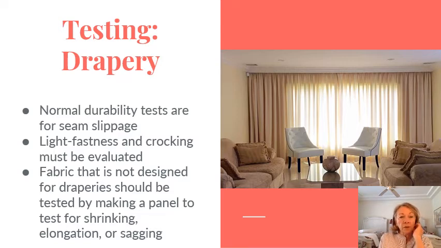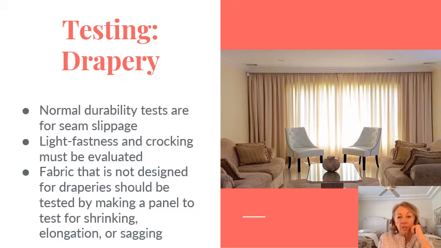So normal durability tests are for seam slippage, making sure that the fabric doesn't tear, making sure that the seams don't come undone when they hang in your window. We're also testing for light fastness, certainly, because curtains are hung in windows, which is where light comes in. So they have to be tested for light fastness, and crocking must be evaluated.